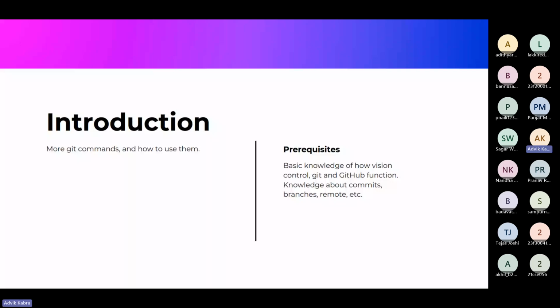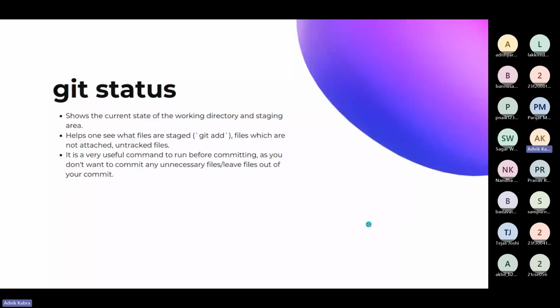So here I'll give you the first command. So git status. This just shows the current state of your Git repository. So it will help you know, like, you do know that if you want to commit some files into your next commit, you have to add them. So you use git add. Files which are not added, it will show that as well.